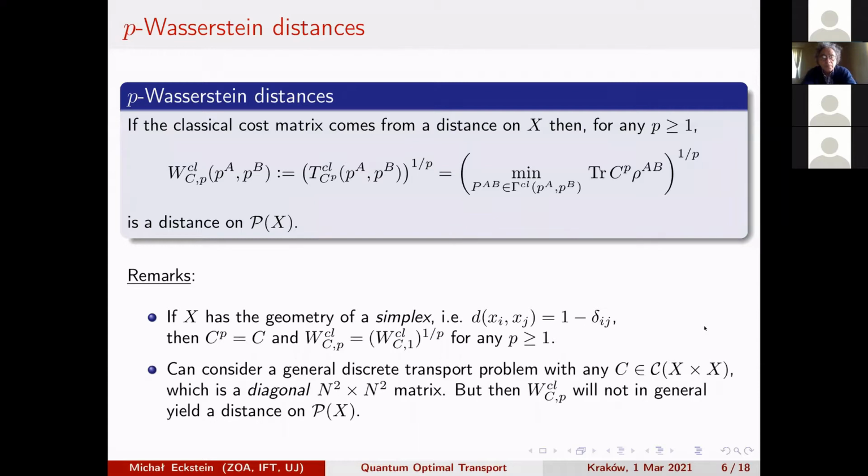Well, and let me also mention that, of course, you can form this discrete transport problem for more general cost matrices, not necessarily coming from any distance. But then, of course, this quantity won't be a distance in general. It won't even be a distance for the pure states. But if you start with a distance, you will get a distance.